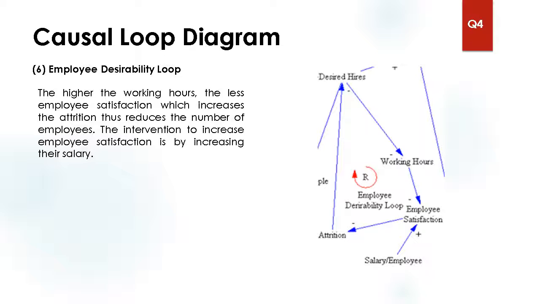And finally, the sixth loop, employee desirability. The higher the working hours, the less employee satisfaction, which increases attrition, thus reducing the number of employees. The intervention to increase employee satisfaction is by increasing their salary.